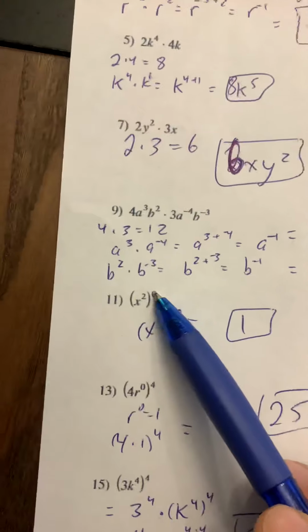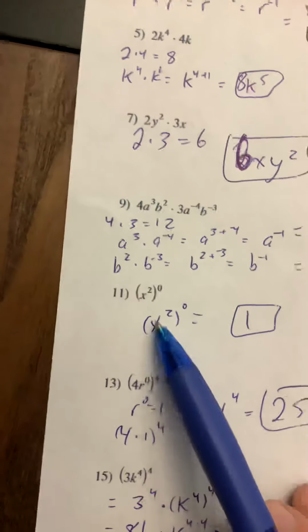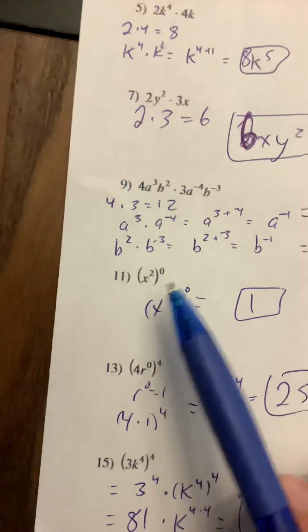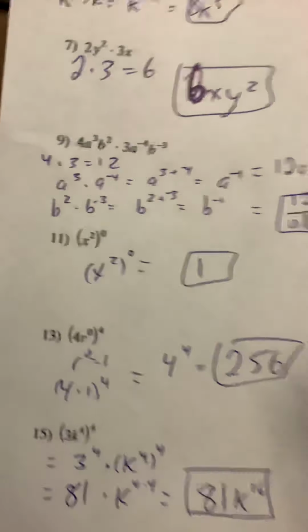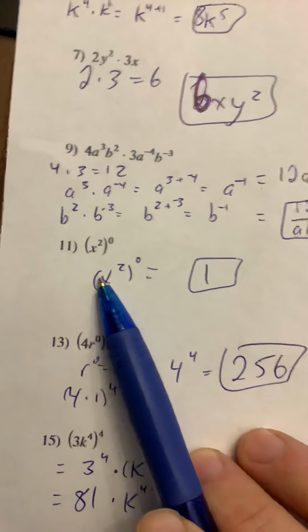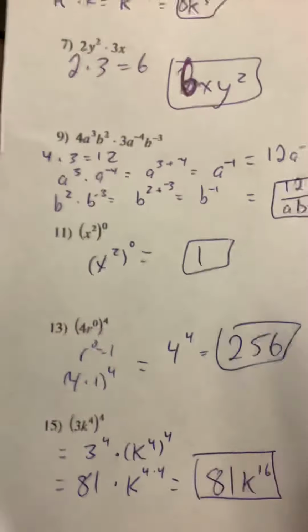For number 11, we've got x squared to the power of 0. Anything that ends in a power of 0, especially in parentheses, because the parentheses means everything's being raised to the power of 0. Well, guess what? Anything raised to the power of 0 is 1, so it just turns to 1. Doesn't matter what's inside here. It could be a smiley face. It could be anything. Anything to the power of 0 is 1.